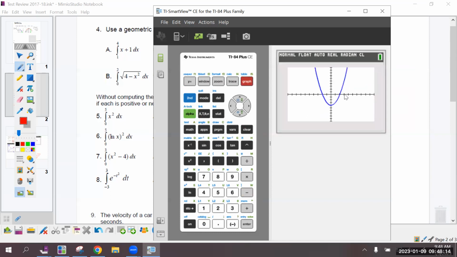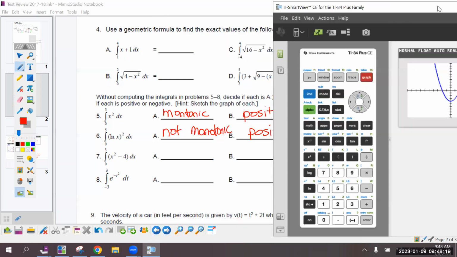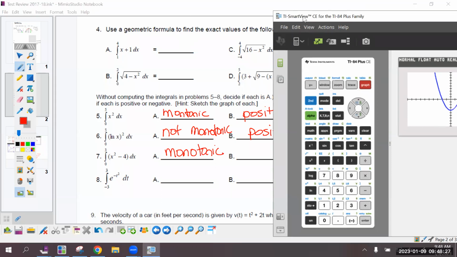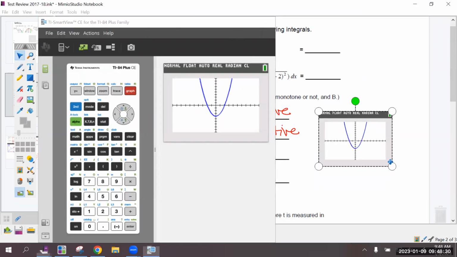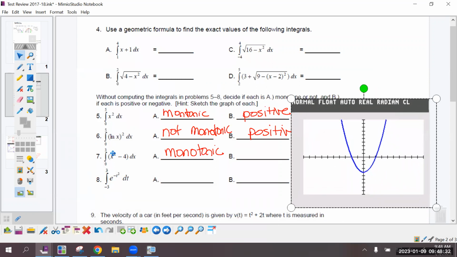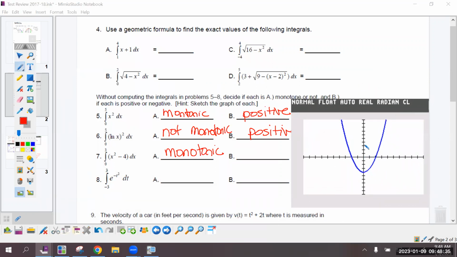From 0 to 3. So from 0 to 3, the graph is monotonic because it's always increasing. But now for the area, I'm going to draw on this. From 0 to 3, it looks like the section under the x-axis is larger than the section above. So that would be a negative integral because more of the graph area is below the x-axis.